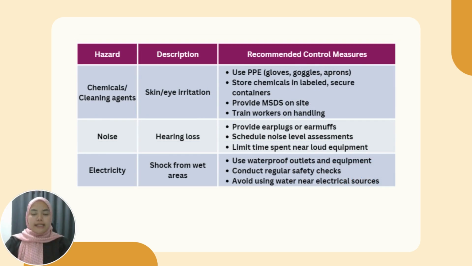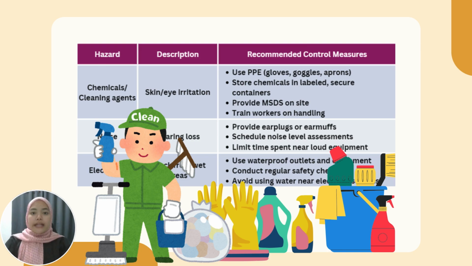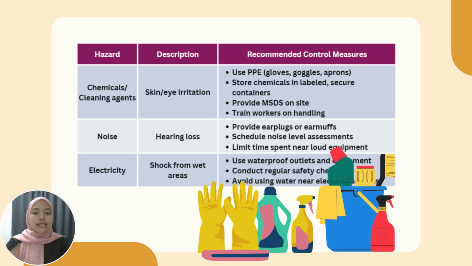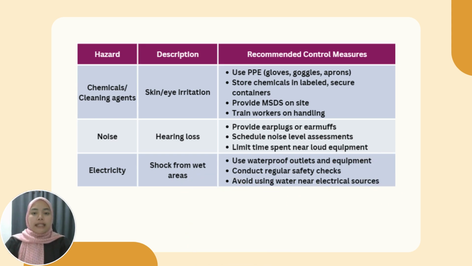Chemicals and cleaning agents. This can cause skin and eye irritation. To protect ourselves, we wear PPE like gloves, goggles, and aprons. We store chemicals in labeled, secure containers. We keep MSDS, or material safety data sheets, on site, and we train workers on how to handle these substances properly.